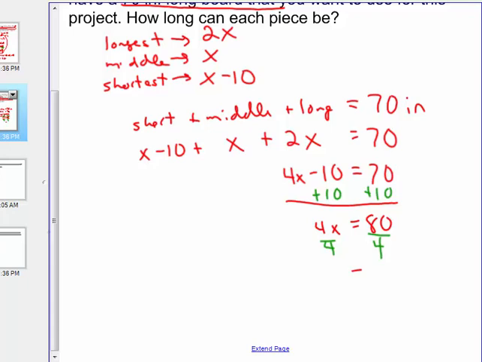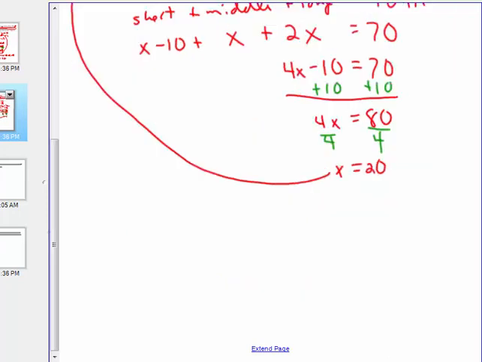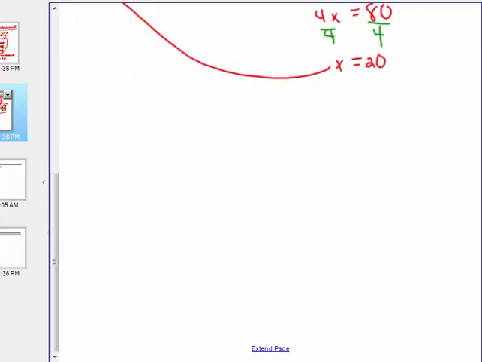When I get x is 20, now I'm going to plug it back in to find what the shortest piece is and what the longest piece is. So if the middle is 20, then the longest piece, 2 times 20, well, that's 40. Shortest piece, 20 minus 10, or 10. Okay, does your answer make sense? The longest is 40, middle is 20, shortest is 10. They add up to 70, yes.